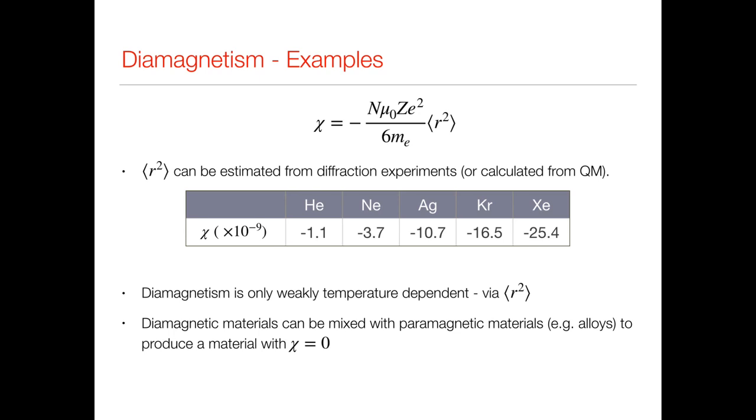Okay. If we wanted to apply this to a material, we would need to have some estimate of R squared. And that could come from a diffraction experiment. We could approximate it as being related to the interatomic distance. If we knew the wave function, of course, we could calculate R squared using what we know about quantum mechanics.